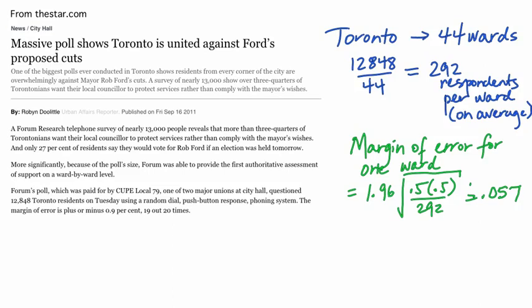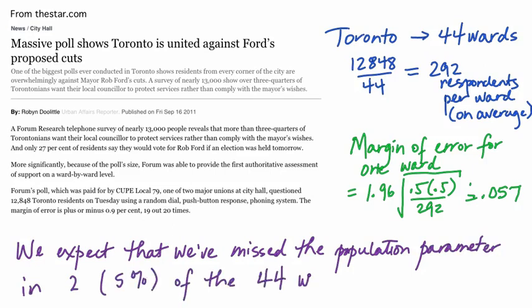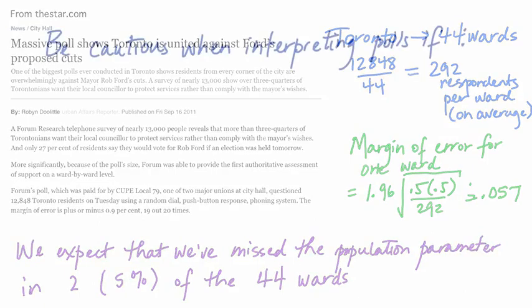However, with 44 confidence intervals, one for each ward, we have a pretty good chance that we've missed the true p in at least one of those confidence intervals. Since we expect to miss about 5% of the time, in 44 confidence intervals, we'd expect to miss the true proportion about twice. But we don't know in which of those wards we missed it. This situation with confidence intervals for each of the 44 wards in Toronto illustrates a situation where we need to be cautious in interpreting polls.